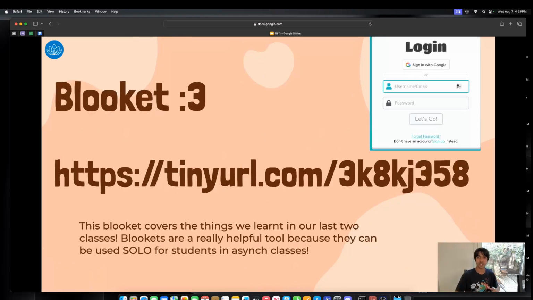So let's get started. You guys are going to be doing a Blookit, which is an activity or game, and it covers the things that we learned in our last two classes. They are really helpful because they can be used solo for students in asynchronous classes like us, without a teacher having to be there inside the game, like playing live.